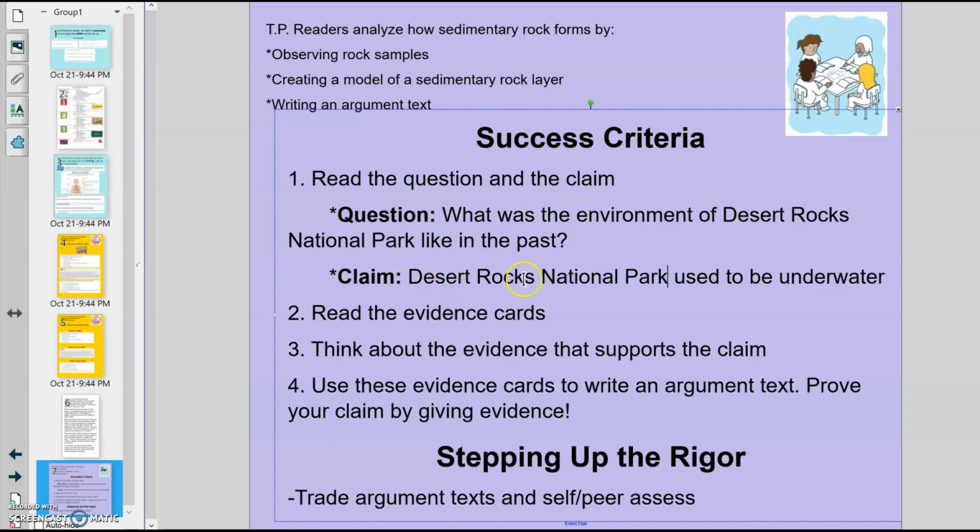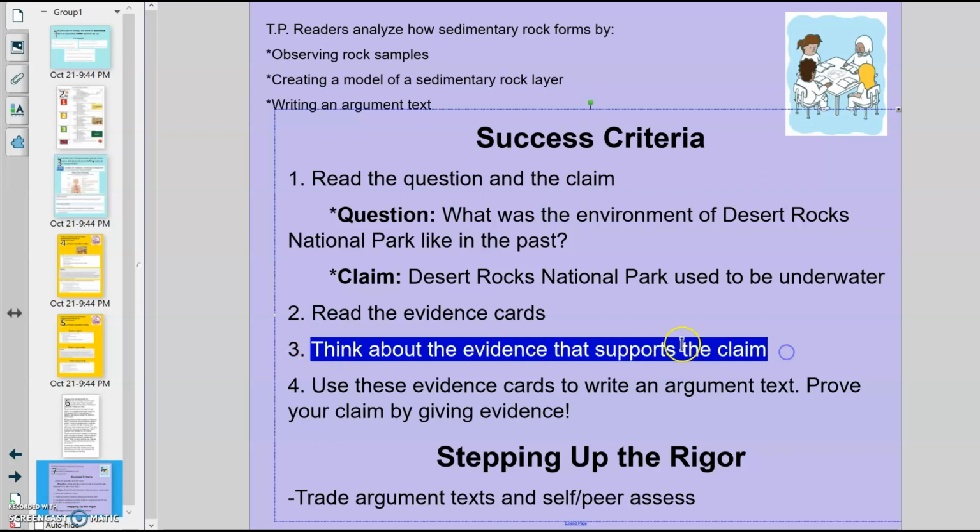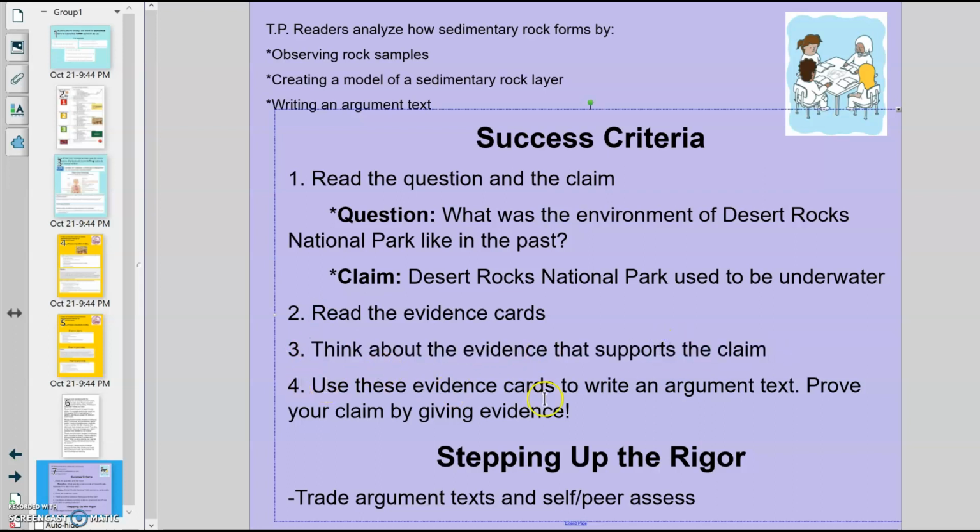So they're saying that Desert Rocks National Park used to be underwater. So your thesis will either be yes, it used to be underwater, or no, it did not used to be underwater. So you need to read the evidence cards, think about the evidence and if it supports that claim or not, and then use that evidence to write an argument text and prove your claim by giving evidence.